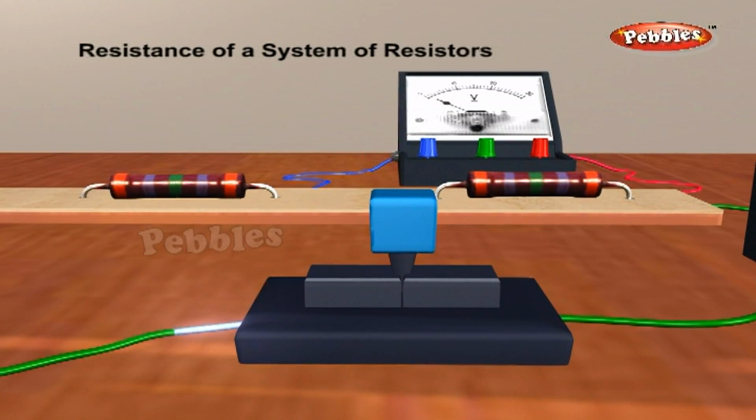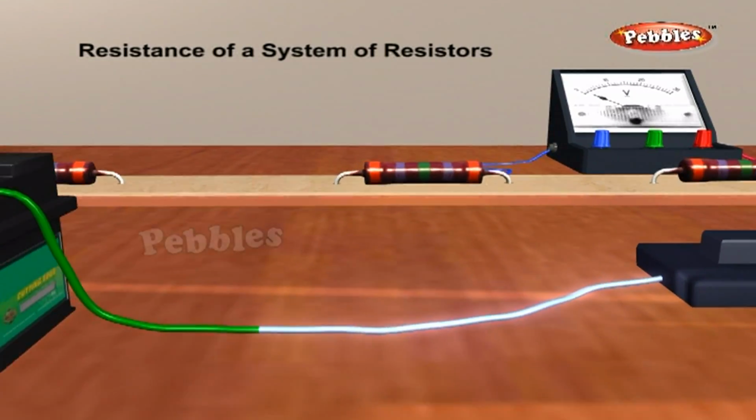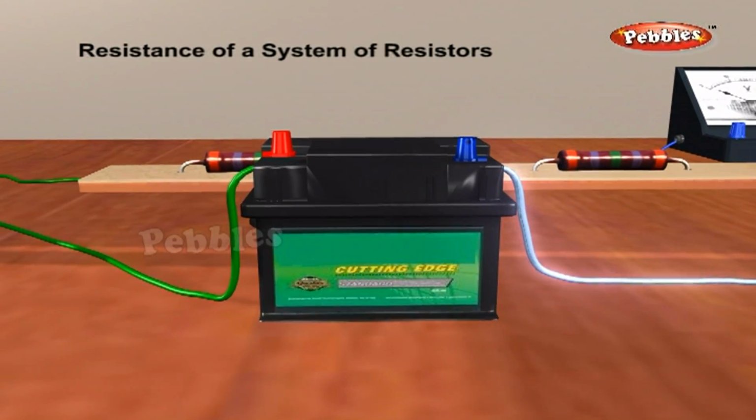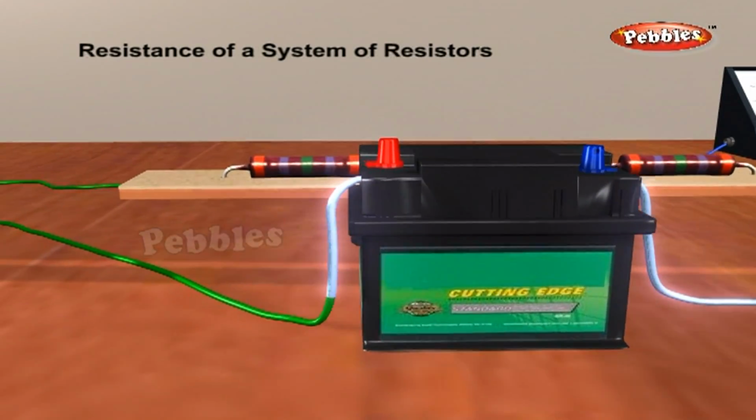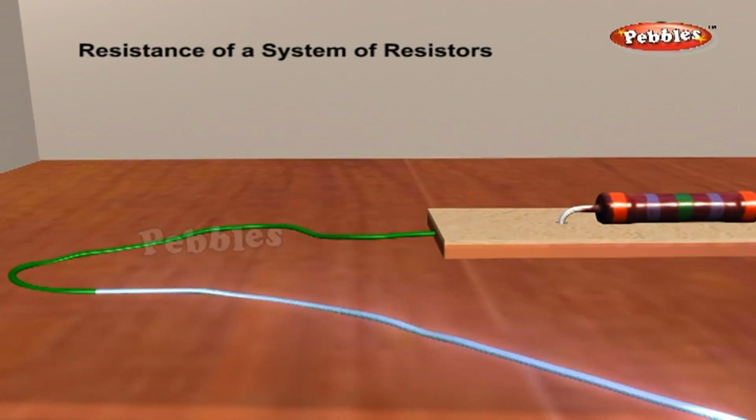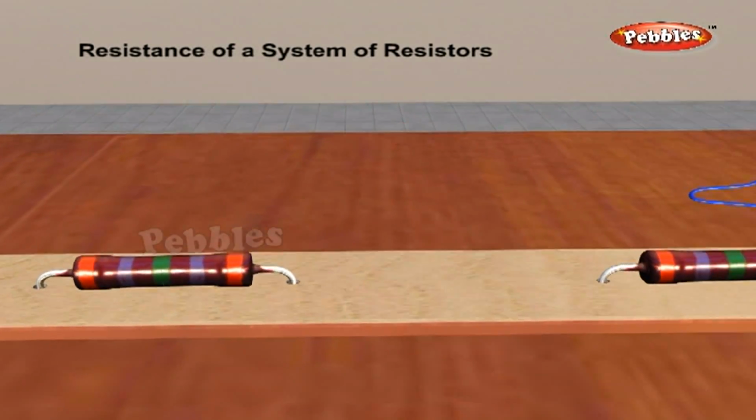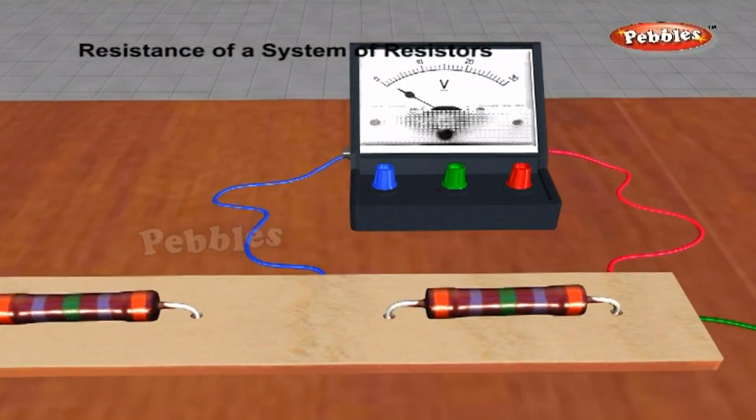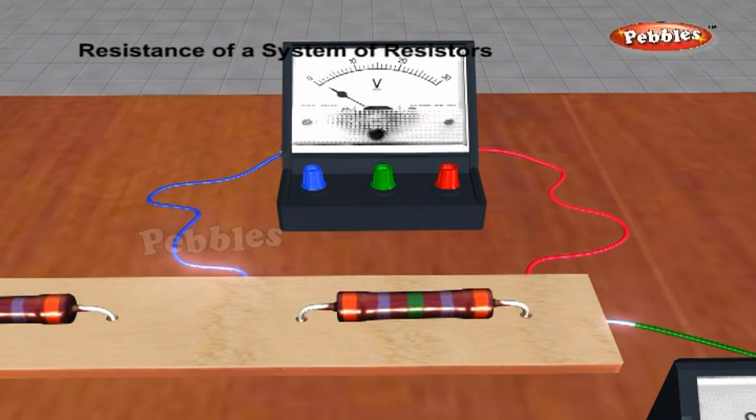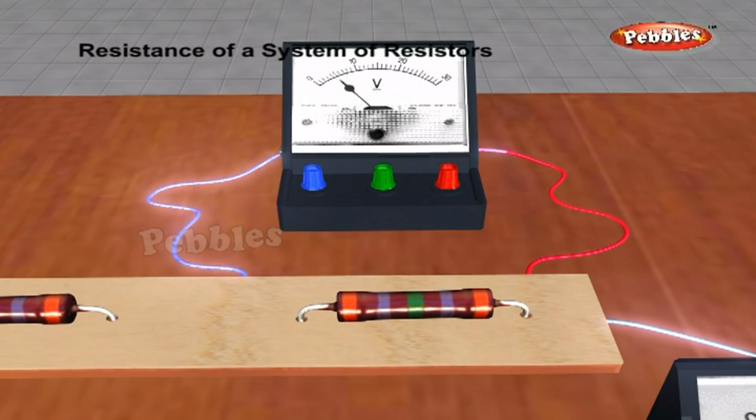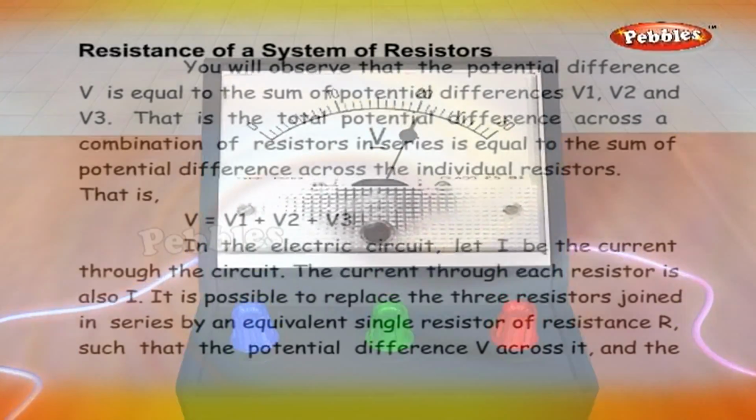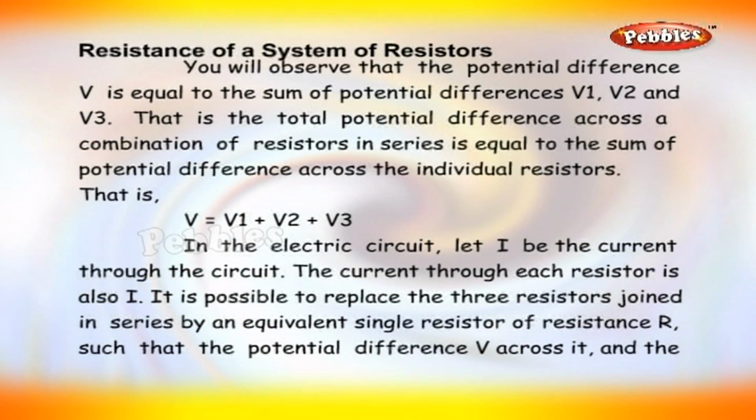Now insert the voltmeter across the ends X and P of the first resistor. Plug the key and measure the potential difference across the other two resistors separately. Let these values be V2 and V3 respectively. Deduce a relationship between V, V1, V2 and V3. You will observe that the potential difference V is equal to the sum of potential differences V1, V2 and V3.